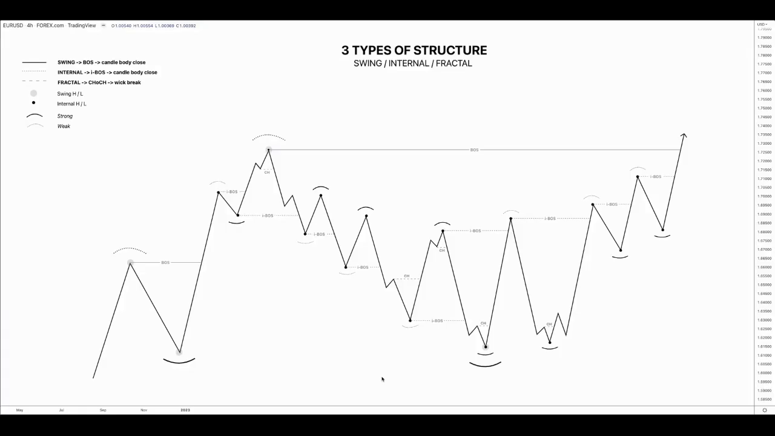In the previous lesson, we looked at the 3 types of structure, and this is our ultimate goal of what we're working towards: a great understanding of each of these 3 pieces and how we eventually put them all together to give us a very solid but deep understanding of price action with that mechanical framework in place.